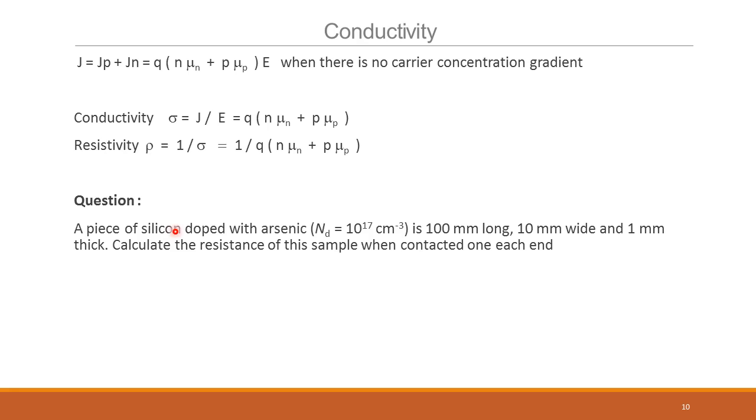A piece of silicon, a silicon substrate with arsenic, and I've given you the doping density and the physical dimensions: 100 mm long, 10 mm wide, and 1 mm thick. Just remember, I've given you mm, whereas N_D and the mobility were in centimeters. So make sure that you get the units right. I want you to calculate the resistance with contacts at each end. Take the mobility from the table listed in the previous slide.